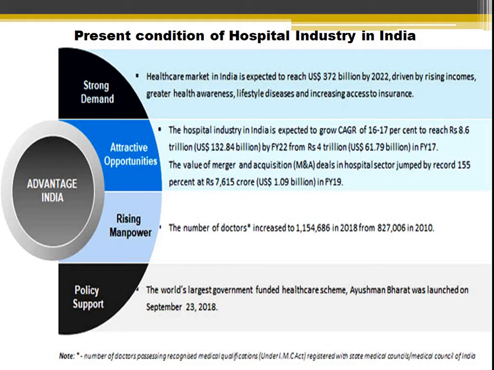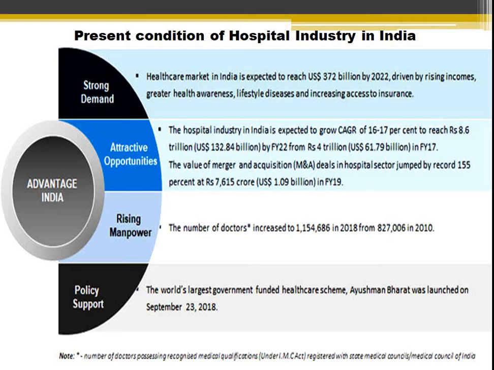The second one is about attractive opportunities. The hospital industry is expected to grow at a CAGR of 16.7% to reach 8.6 trillion by financial year 2020, from 4 trillion, or 61.7 billion, in financial year 17. So this kind of merger and acquisition in the hospital sector and public-private partnership is increasing opportunities for the healthcare system providers nowadays.